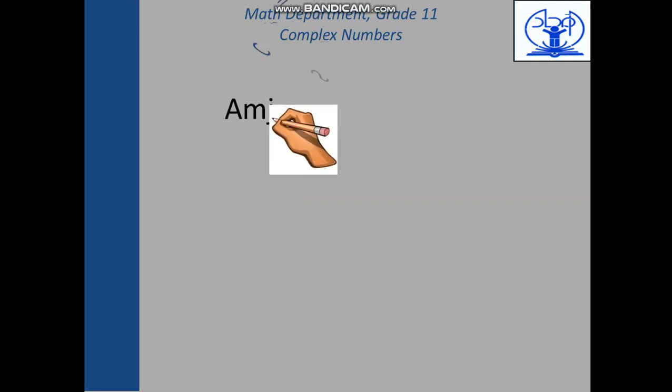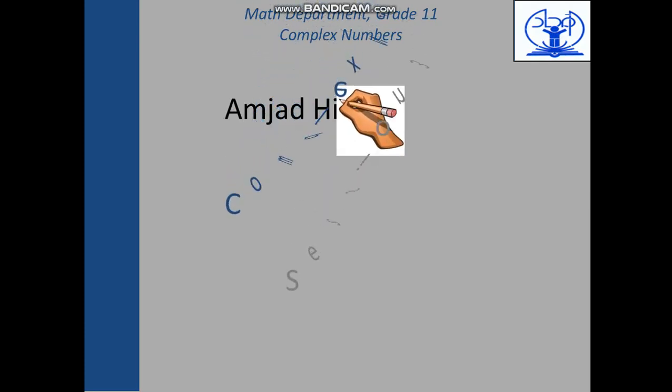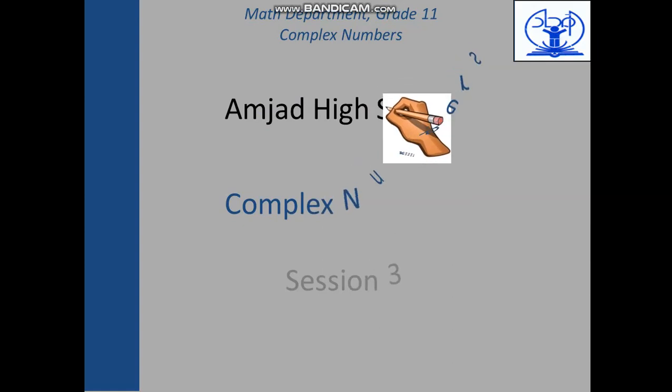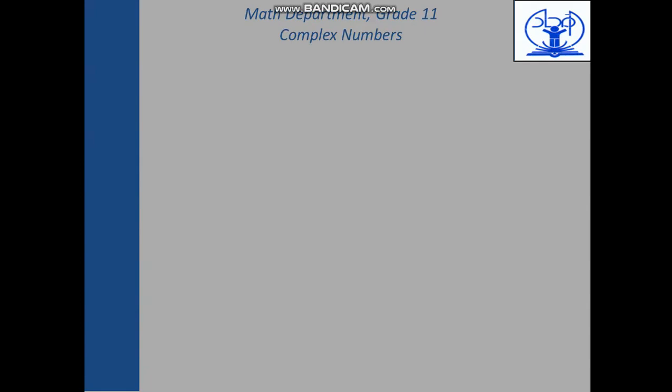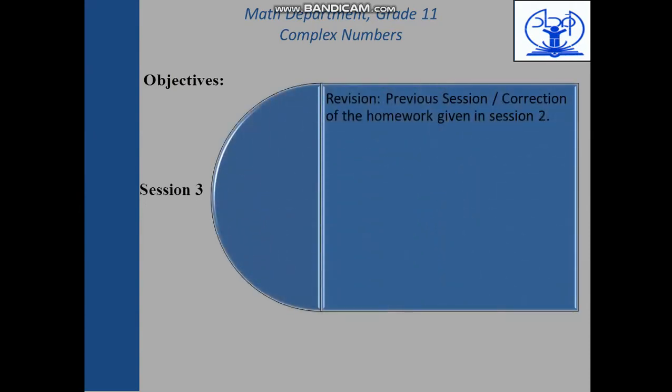This is the math department at Amjad High School for grade 11 complex numbers. This is session 3. In this session, the objectives are: first, we do a revision of the previous session, correction of the homework given in session 2.